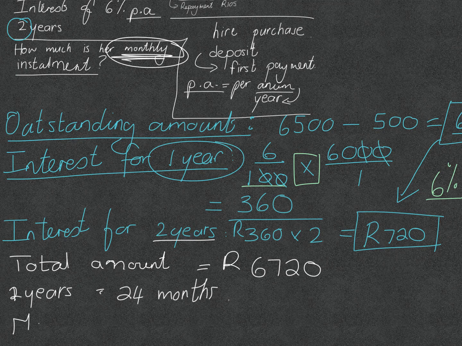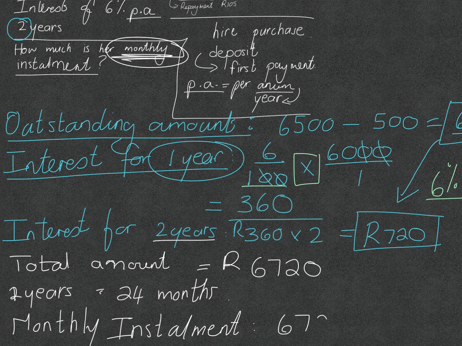Her monthly installment is going to be, the calculation that we're going to do is 6,720 divided by 24, and that equals 280 Rand. And that is a very basic financial mathematics problem.